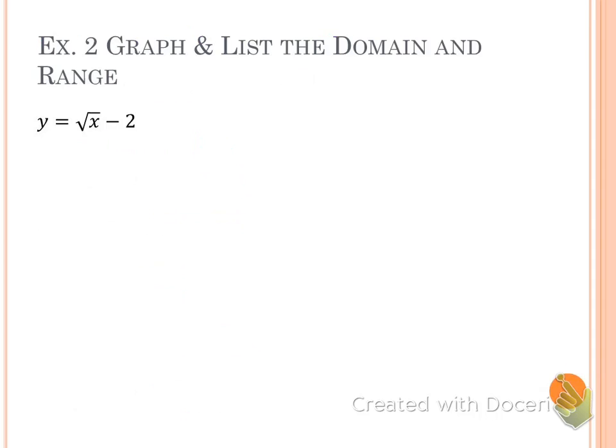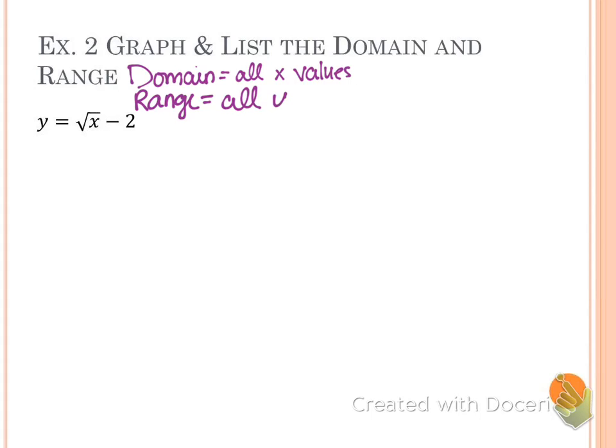All right, so example number 2, what they want me to do is they want me to graph this, and they want me to find the domain and the range. First of all, we've already said that the domain is all of the x values. So what do you think that the y is? I mean, what do you think the range is? Y. All the y values, okay? So the domain, I'm just going to write it again, is all x values. And the range is all y values.